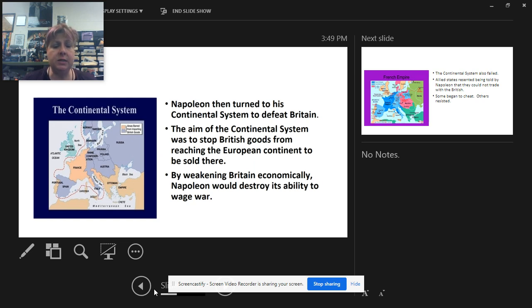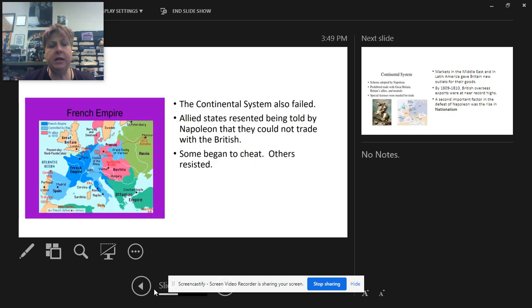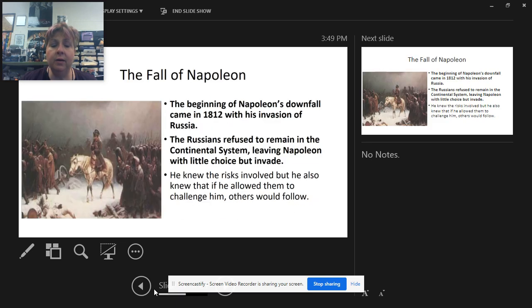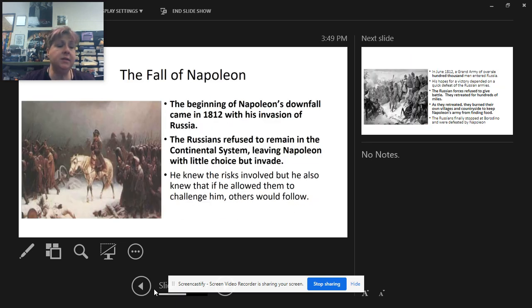So the continental system will fail because all of these other countries will cheat. They'll say, Napoleon, you can't keep us from doing that. You can't watch us 24 hours a day. You can't keep us from doing this. And then they'll just flat out refuse to do it. And so Napoleon thinks he's got to make a point. He's got to show his strength. And so he decides to show his strength in a very weird way. He's going to decide to show his strength against Russia.